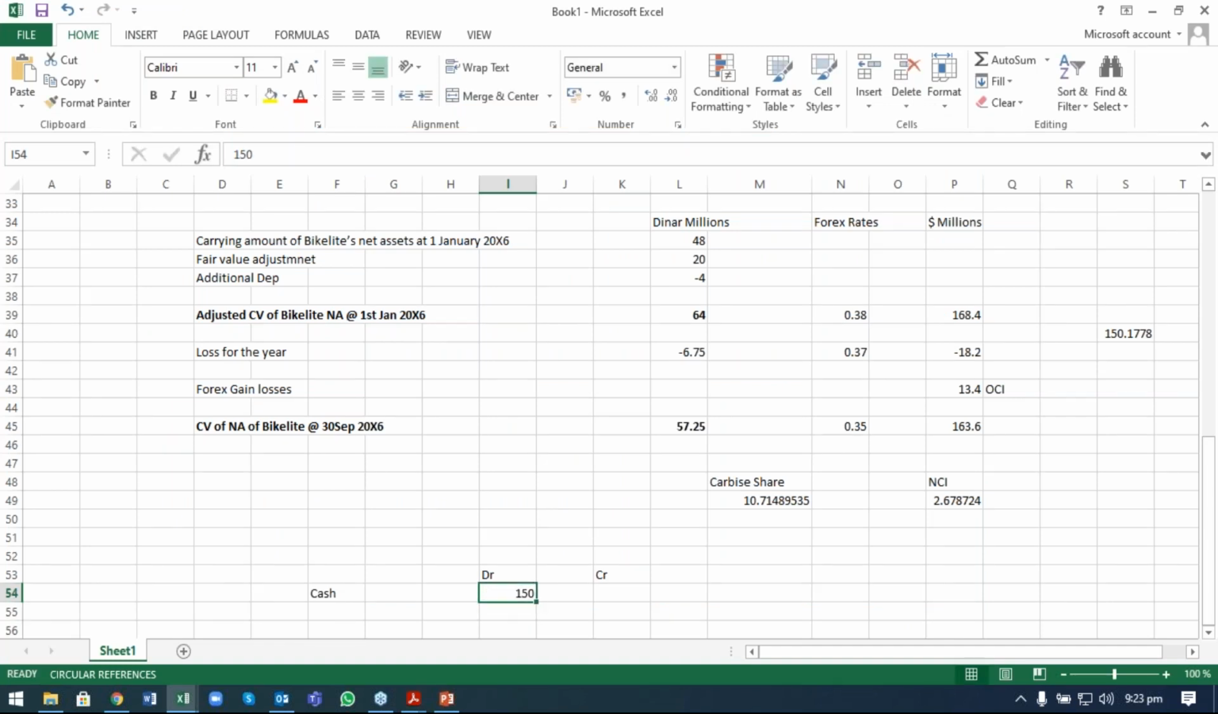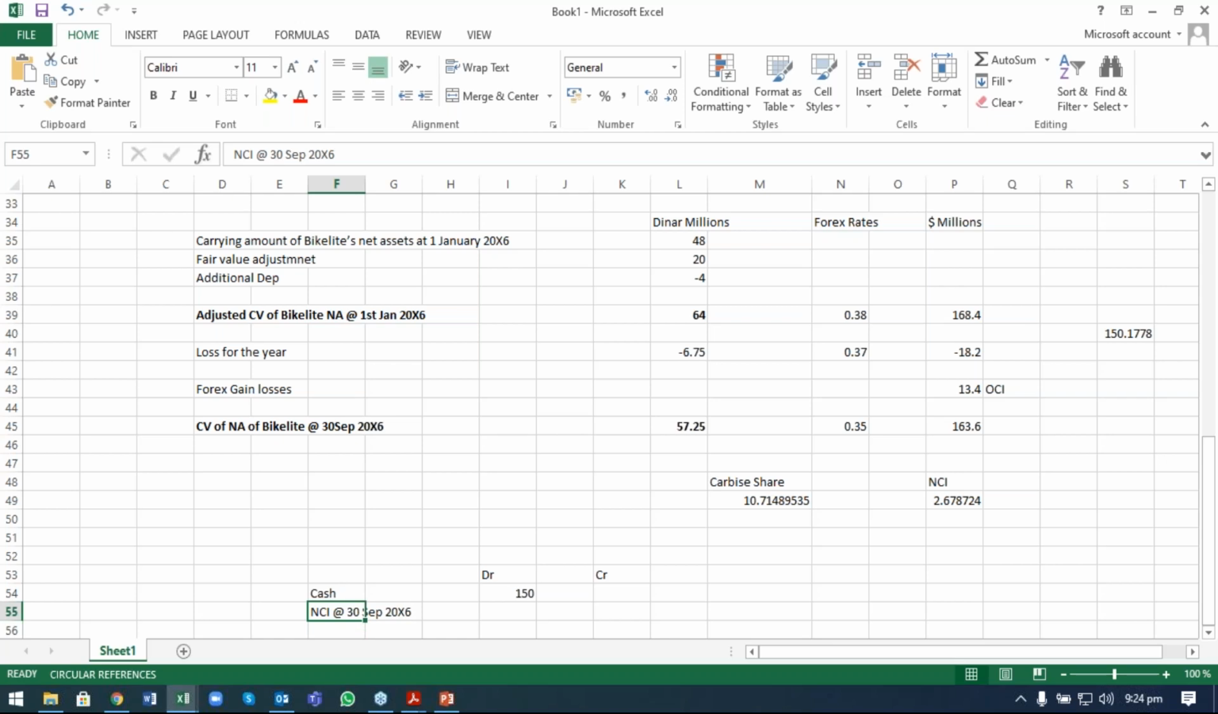If dollars are provided within the question, then you have to make sure that you're recording this amount in dollars. If it was provided in dinars, then you first have to convert those dinars into dollars to make sure that your gain is reported in dollars rather than dinars. Once you have mentioned the cash, you have to remove NCI at the disposal date. And what disposal date? NCI at 30th September 20X6. So what is the value of NCI on 30th September 2006?